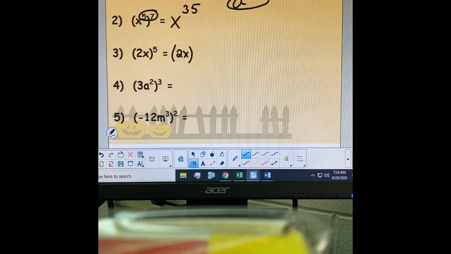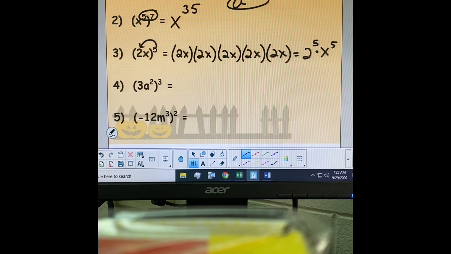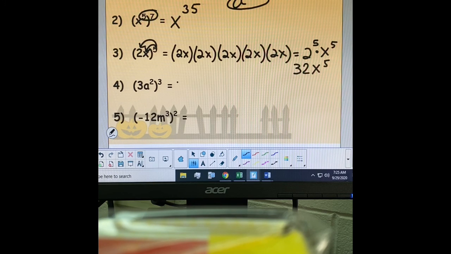2x to the 5th is 2x times 2x times 2x times 2x times 2x. We could expand it out and get 2 to the 5th times x to the 5th, or we could just know that we have to raise the 2 to the 5th power and the x to the 5th power. 3a squared cubed. Make sure you know the 3 gets raised to the 3rd power, and then the a squared to the 3rd, we multiply exponents.